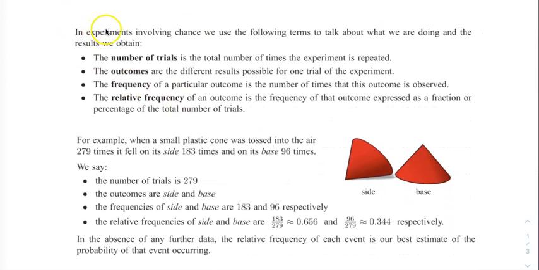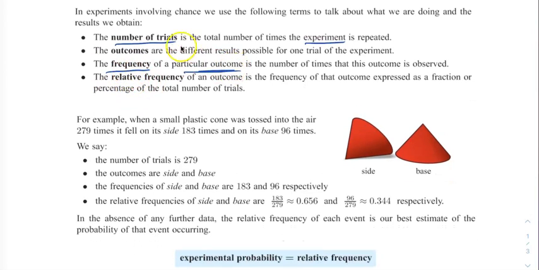So let's do some vocab for experimental probability. Number of trials. So remember, we're doing an experiment. Number of trials is literally just the number of times you do the experiment. Outcomes are what are the results. Frequency is how many times a certain thing happens. And relative frequency is where you divide your frequency over the number of trials. So you get a relative frequency.